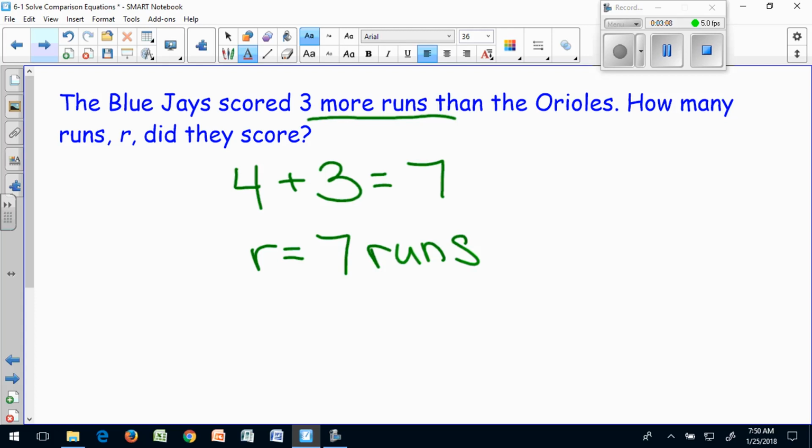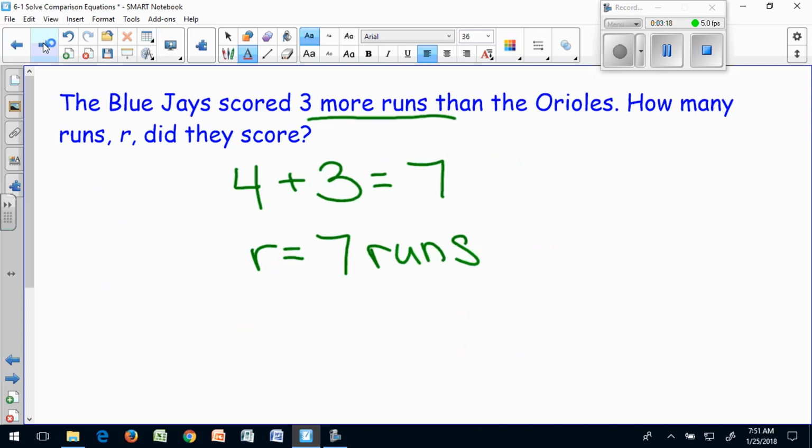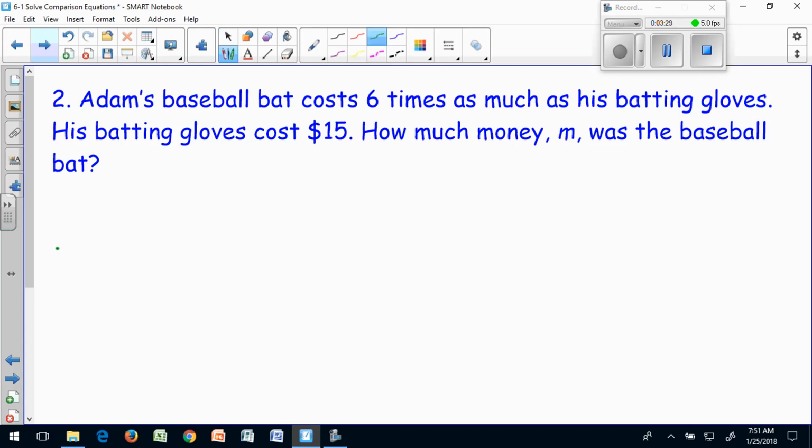So we notice the difference in these 2 problems with multiplication and addition. In the multiplication one, it said 3 times as many, and in this one, it said 3 more. Let's see if that works on the next problem. Adam's baseball bat costs 6 times as much as his batting gloves. His batting gloves cost $15. How much money, M, was the baseball bat?